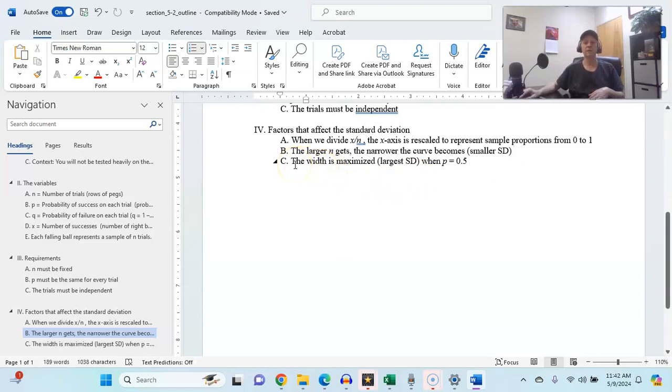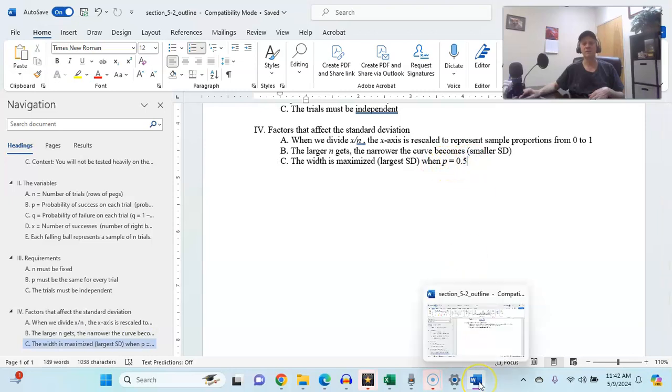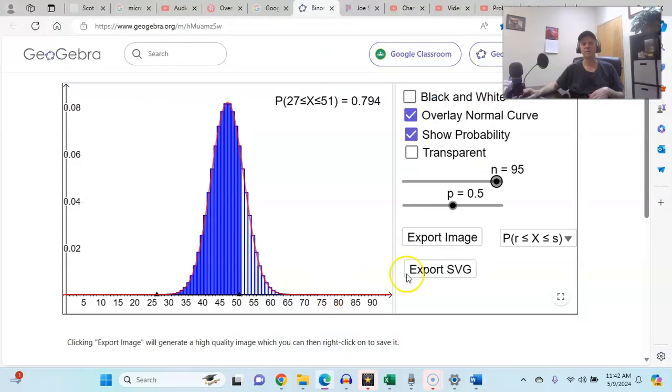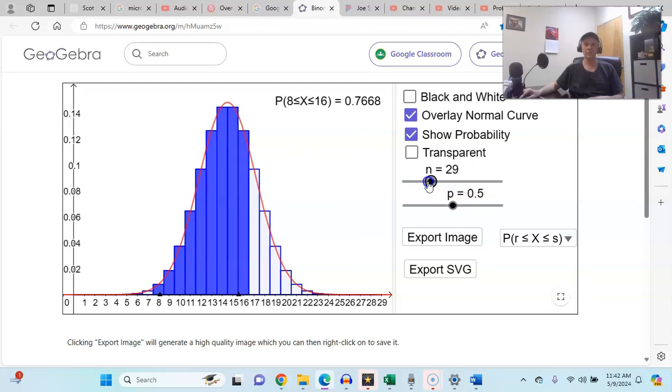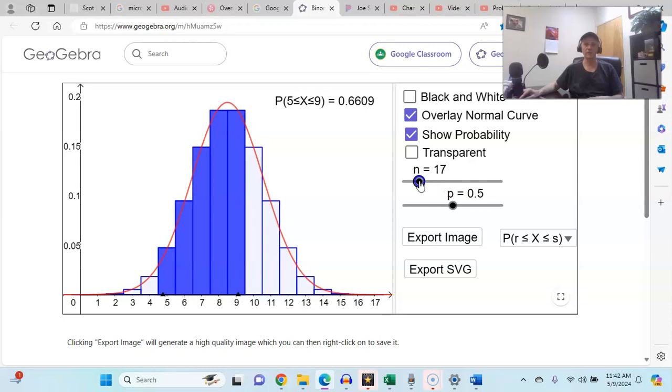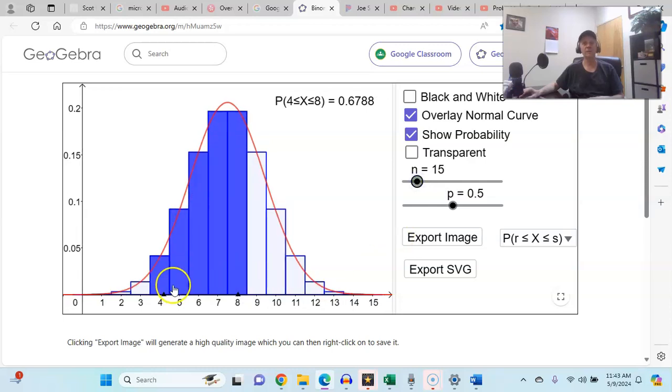The other issue is that the width of the curve is also maximized when p, the proportion of successes, is 0.5. And that's not intuitive at all. It's also a little bit harder to see. But let's see what happens, for example. Let me decrease the sample size so we get a wider curve. Let's take it down to about n equals 15. Okay, so you can see here that when p equals 0.5, this curve is pretty wide.